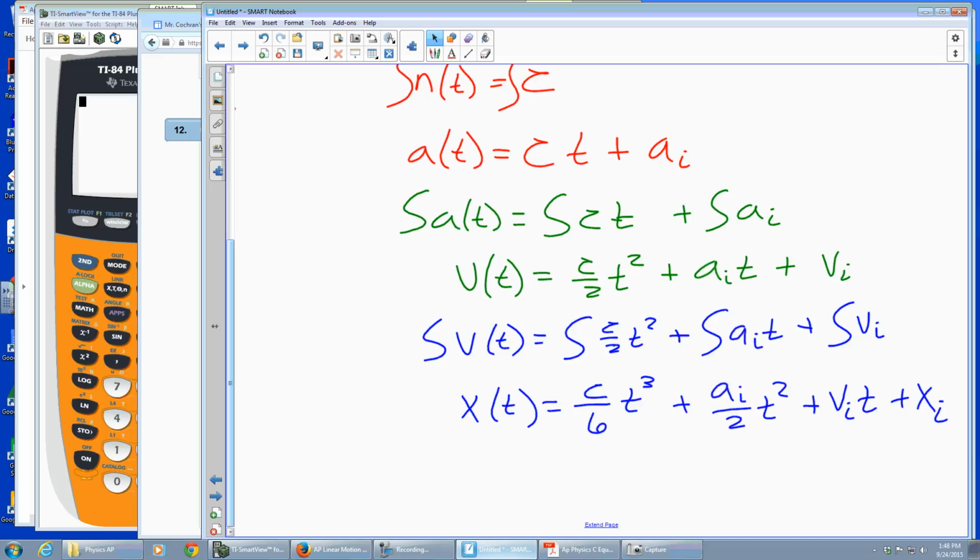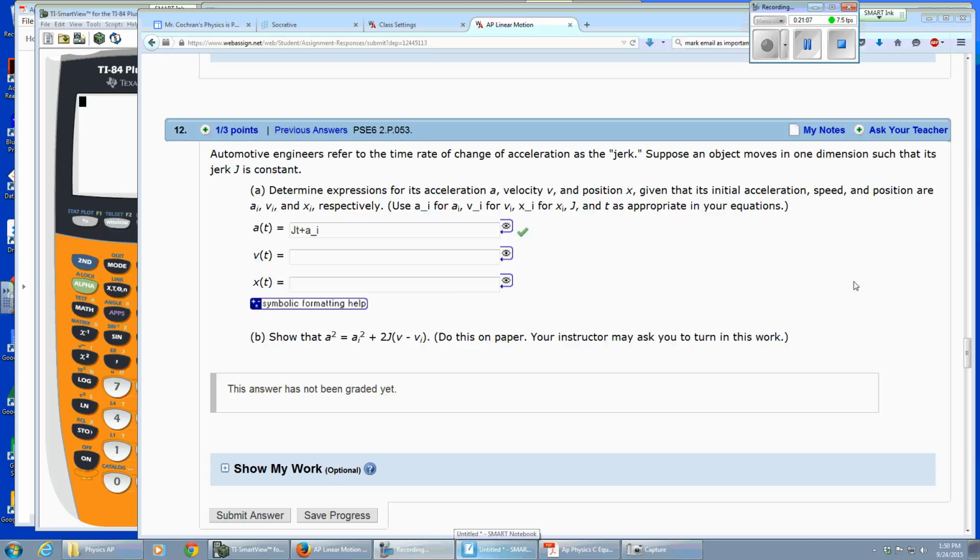Well, now we've got to make it pretty to put in. Okay, let's make it pretty. All right, so all of our C's should have been J's, and then they want us to show that A squared is A. And that's kind of fun to do, all that squared out.